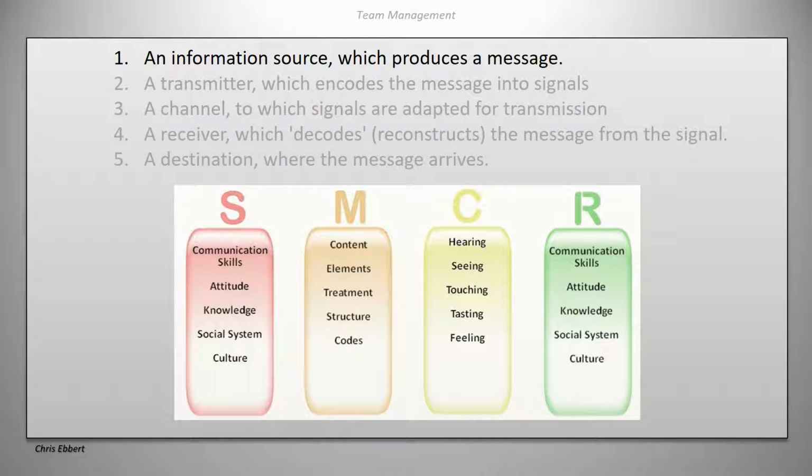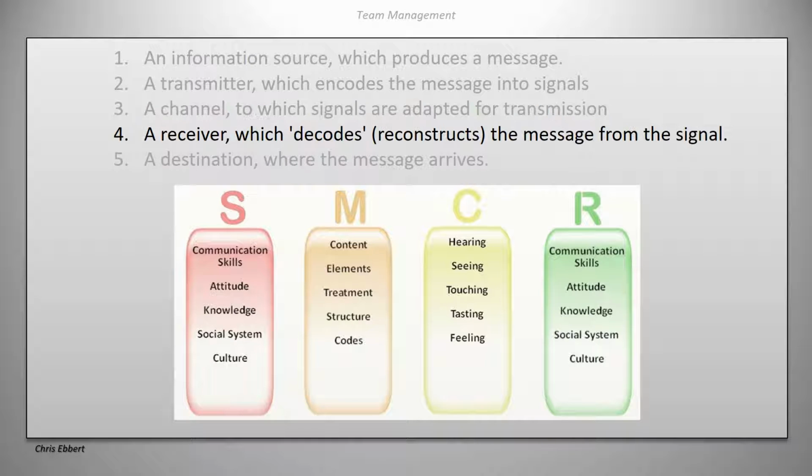We could distill it a little more. We could say, according to Berlo, communication has an information source which produces a message. It has a transmitter which encodes the message into signals. It has a channel, C, to which signals are adapted for transmission. There is a receiver which decodes or reconstructs the message from the signal. And normally that receiver would be in the destination where the message arrives.